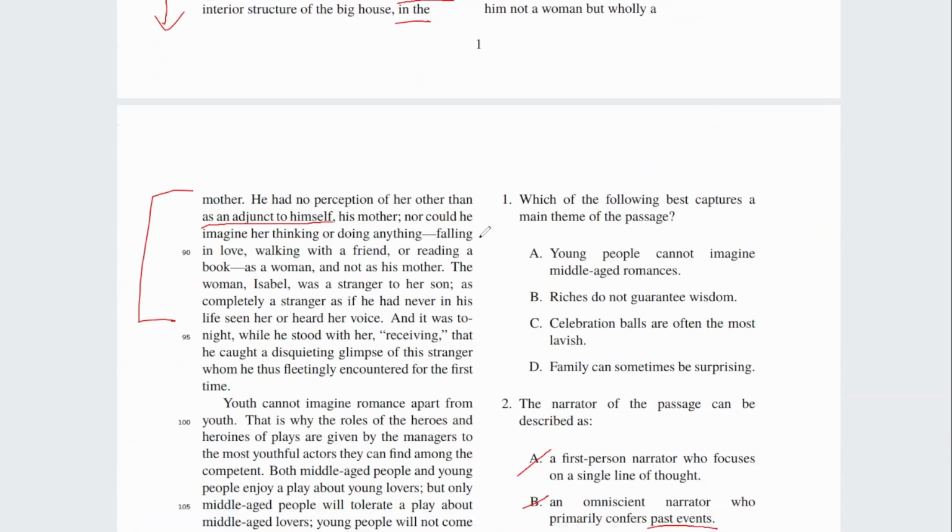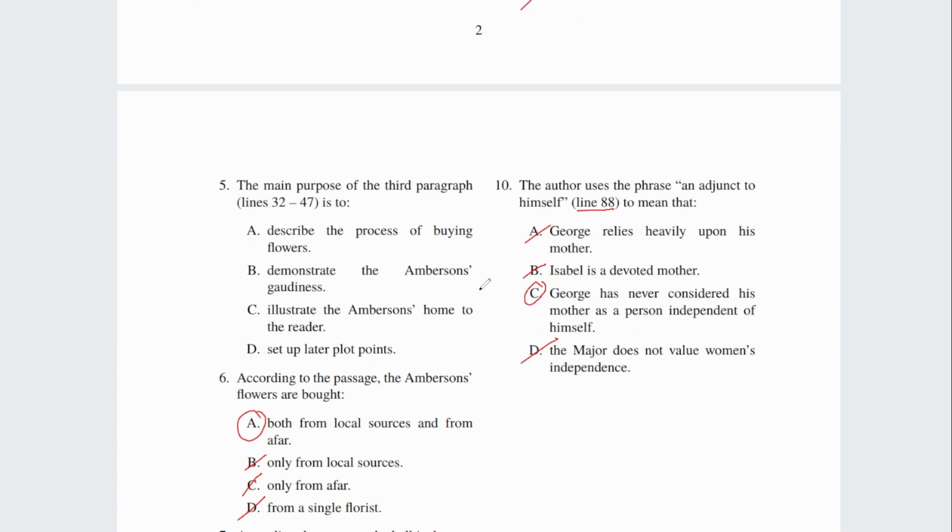Okay, so we have a sense of what that paragraph says. Now let's figure out how it fits into the passage as a whole. Describing the process of buying flowers is one thing that the third paragraph does, but I don't see it being the main purpose, right? I think we're looking at how the Ambersons are as people.